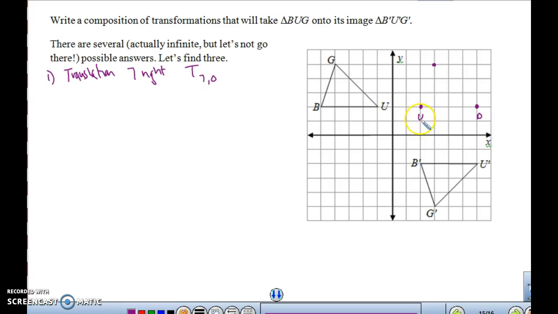Oh yeah, I got the wrong one. This is B. This is U, and this is G. That's how they moved. Now, how do you get this to match up with this? What did you do? And then a reflection in the x-axis.